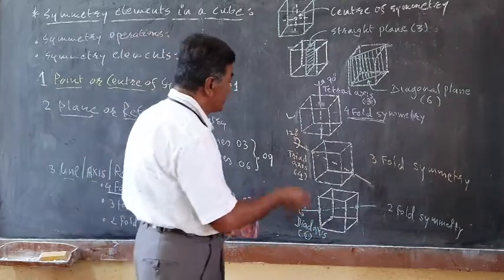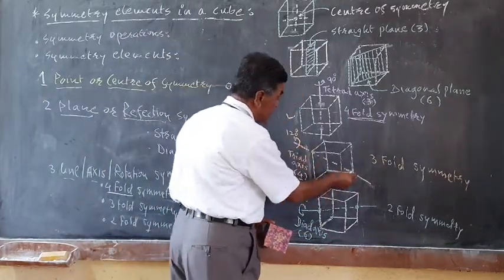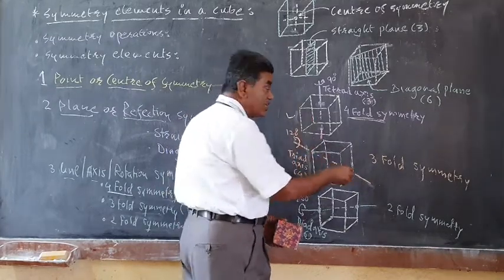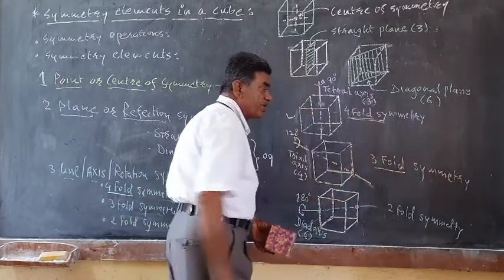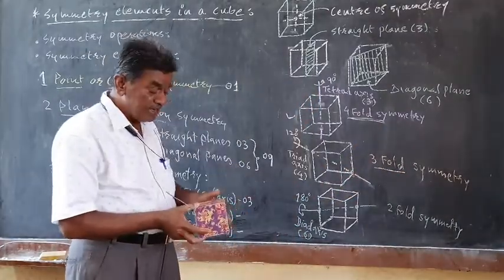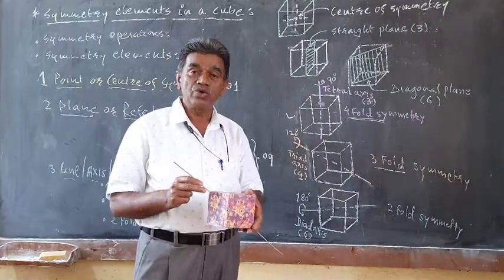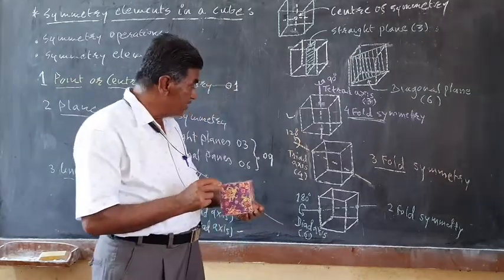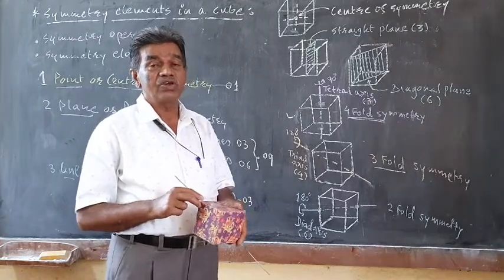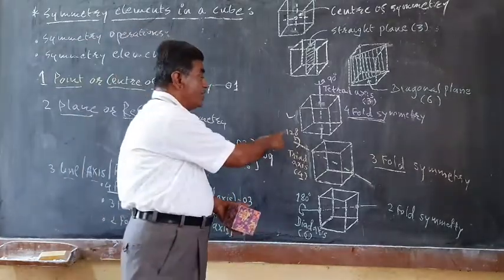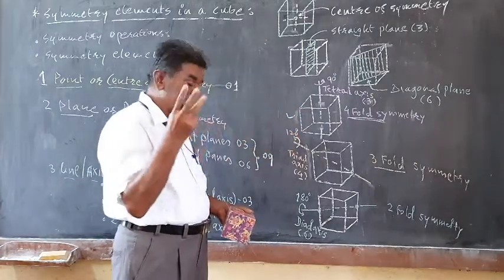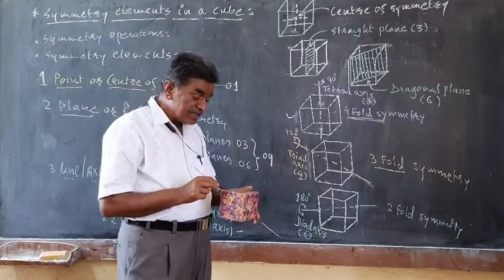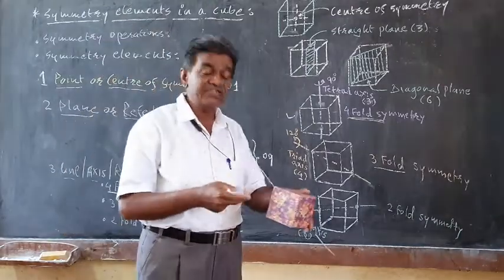This is the triad axis here, and when it is rotated through 120 degrees the same appearance occurs. Means in one rotation you get the same appearance 3 times. So it is known as what here? Threefold symmetry. Threefold symmetry is obtained when the crystal is rotated about the line passing through the diagonal of the cubic crystal, and it is rotated through 120 degrees. The same appearance occurs. It means 3 times in one rotation: 120 into 3, 360. That is 3 times in one rotation. So this is the triad axis. Now, how many such triad axes exist in the cube?